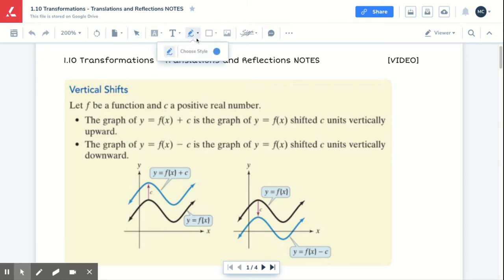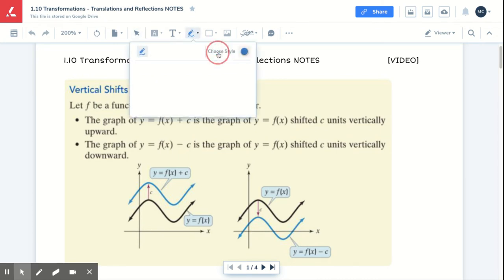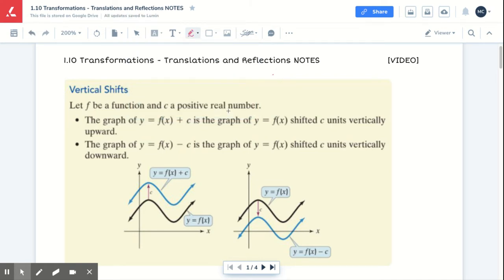Today we're looking at transformations, and in particular, we're just looking at what are called rigid transformations today. So those would be transformations where the graph that you're looking at, or the shape, this works in geometry as well, just moves or gets reflected, but it doesn't change size or shape. So the first one of those is a vertical shift.